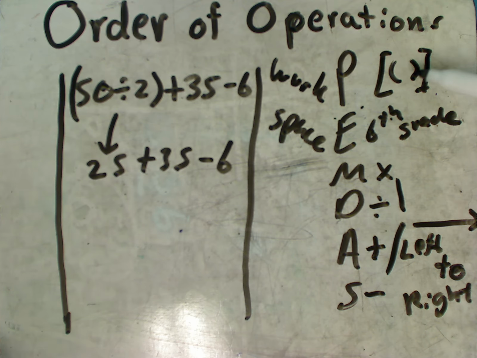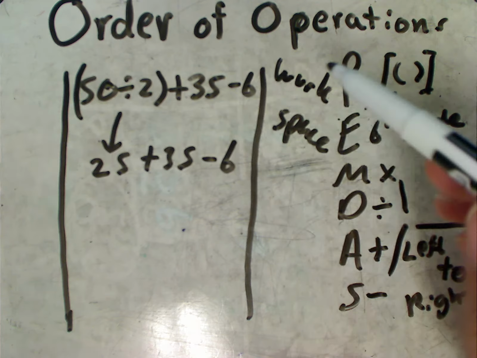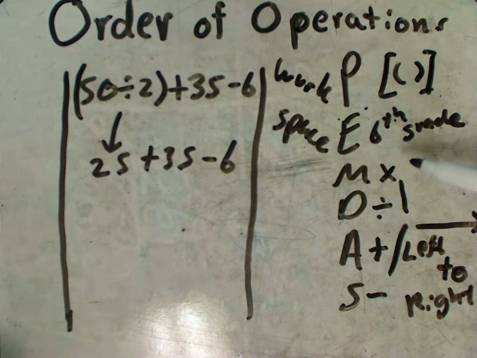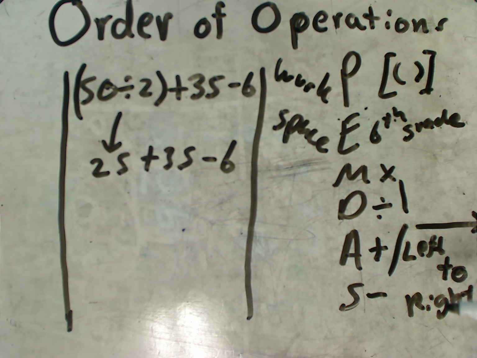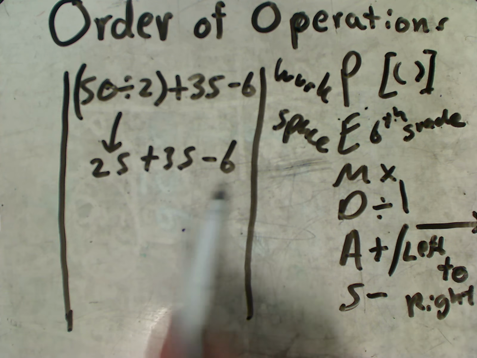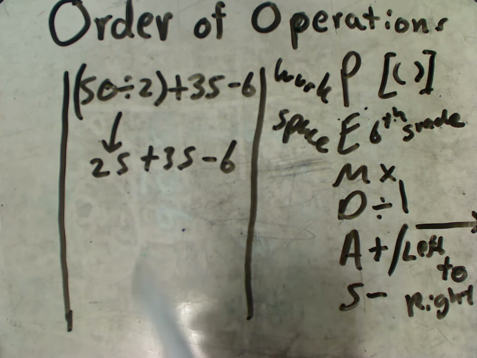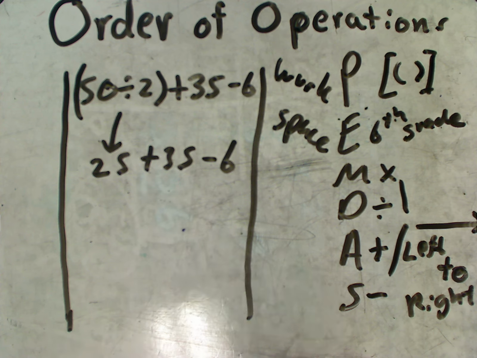Now I start over again. Parentheses, brackets, I don't have any. Exponents, I don't. Multiplication, division, I don't see any here. So I'm going to start off with addition or subtraction. Now, which one comes first? Well, in this example, I see that addition is the one that comes first. So I'm going to add 25 plus 35.